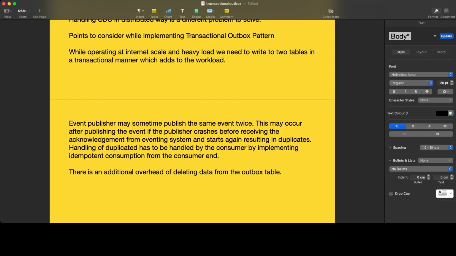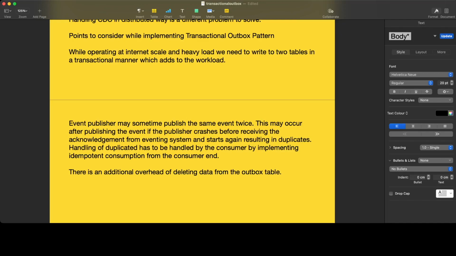Second, the event publisher, which publishes the event to the eventing system, which can be any eventing system. Say the event publisher has published the data, but before the eventing system acknowledges that it has accepted it, the event publisher dies. Next time when the event publisher starts again, it might publish the data which it has already published but could not receive the acknowledgement for. So duplication of events may happen, and we need to handle the duplicates at the event processing side.